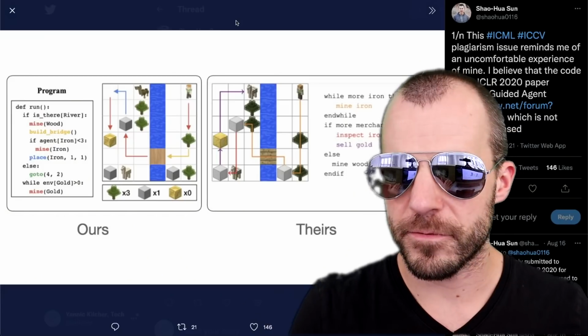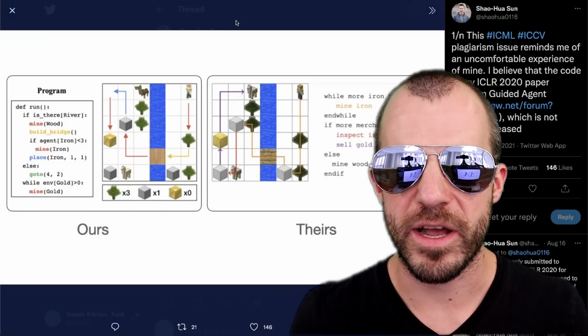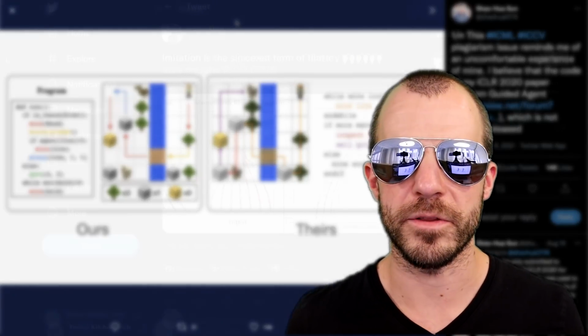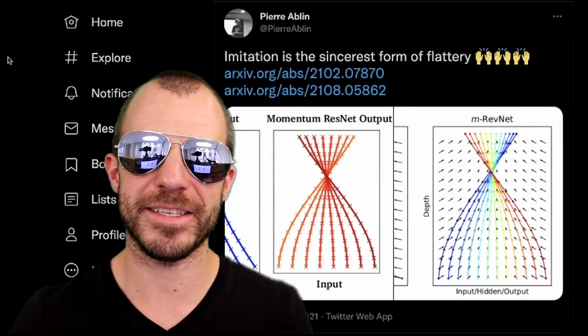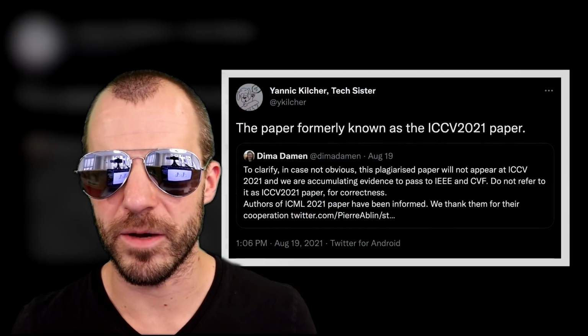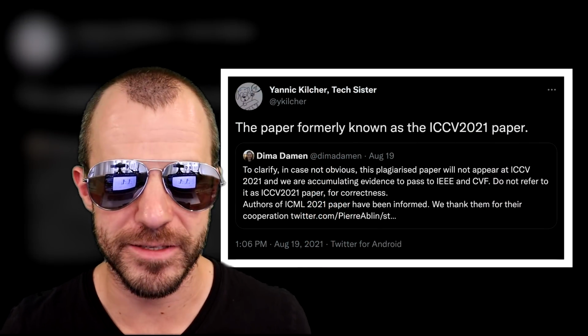Now, as I said, the amount of things happening like this is uncountable. Most of it will never ever get out or be done anything about it. The authors of the second paper here have retracted it from ICCV. ICCV has already confirmed that this paper will not be published at ICCV and asked everyone to not call it the ICCV paper, which is why I dubbed it the paper formerly known as the ICCV paper. If you get this reference, you're old.